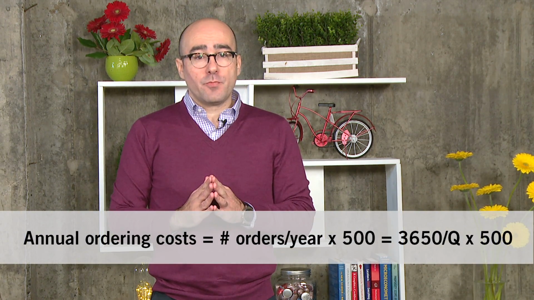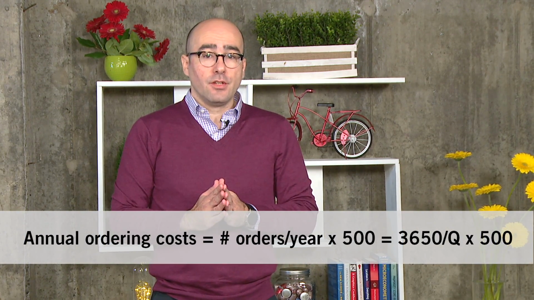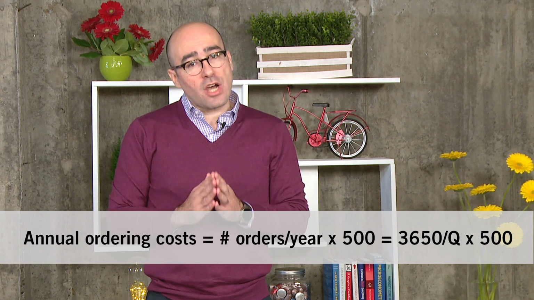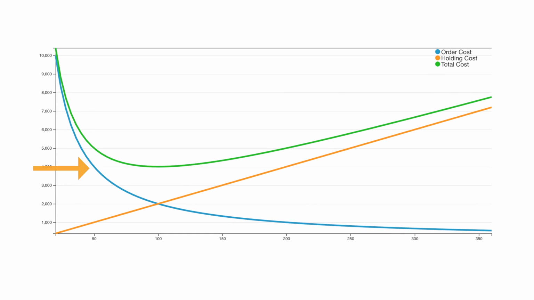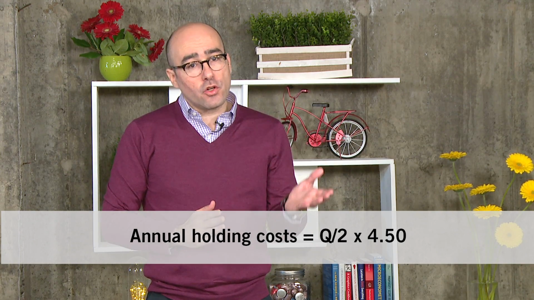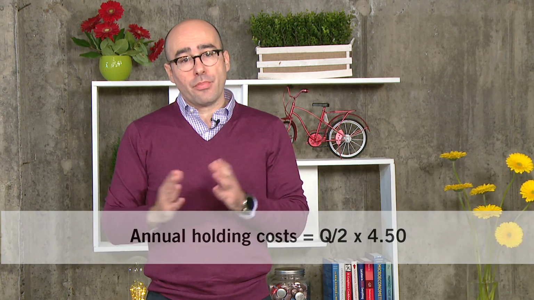So the annual ordering costs are going to be the number of orders per year times 500, and note that this declines sharply with Q. If we want to reduce ordering cost, we should choose very high Q. The annual holding cost is Q divided by 2 times 4.5, and this increases linearly with Q. If we want to reduce holding cost, we're going to have to choose low Q. So we see there's a trade-off between the ordering and the holding costs.